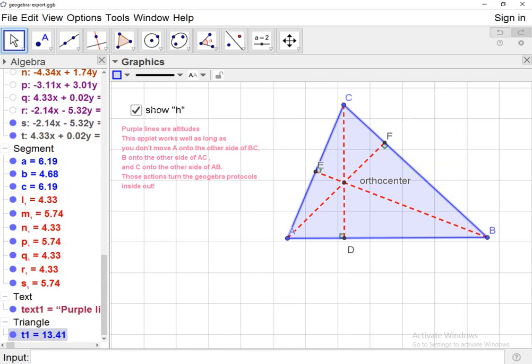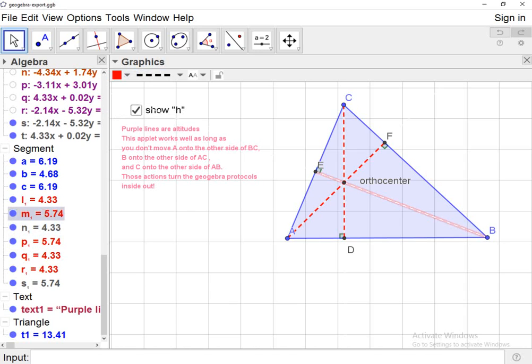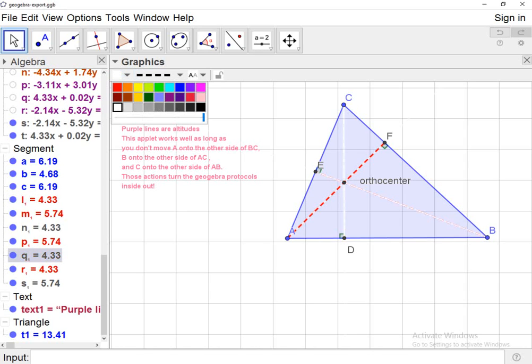Okay, so let's cover one of these up real quick. So let's get rid of that one, and we'll get rid of that one. Just bear with me. There we go. All right. So the only altitude that's left is that red one.